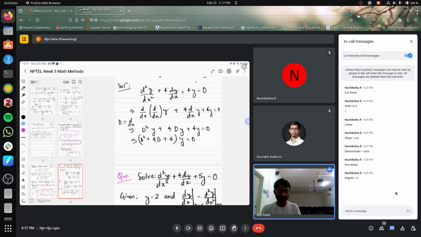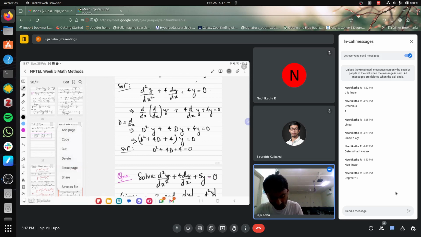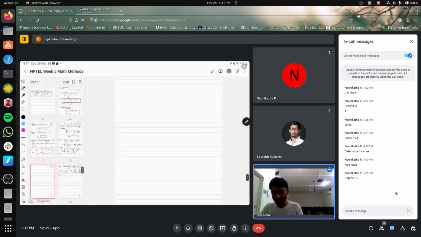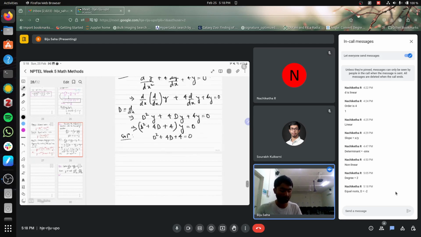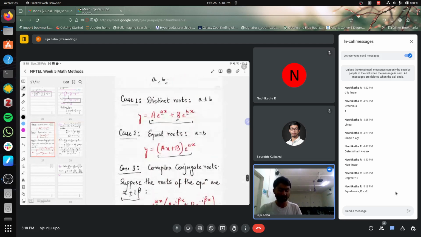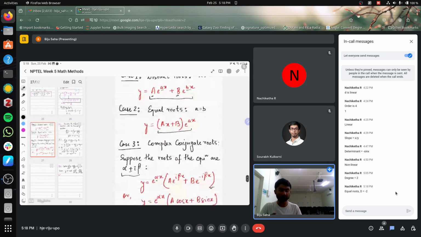So now, how to solve your auxiliary equation? Can you tell me the roots of the auxiliary equation quickly? Basically you have to solve this equation, and the roots are the roots of the auxiliary equation. Also tell me which category it belongs to. Like I have said that there are three cases. So are the roots equal?